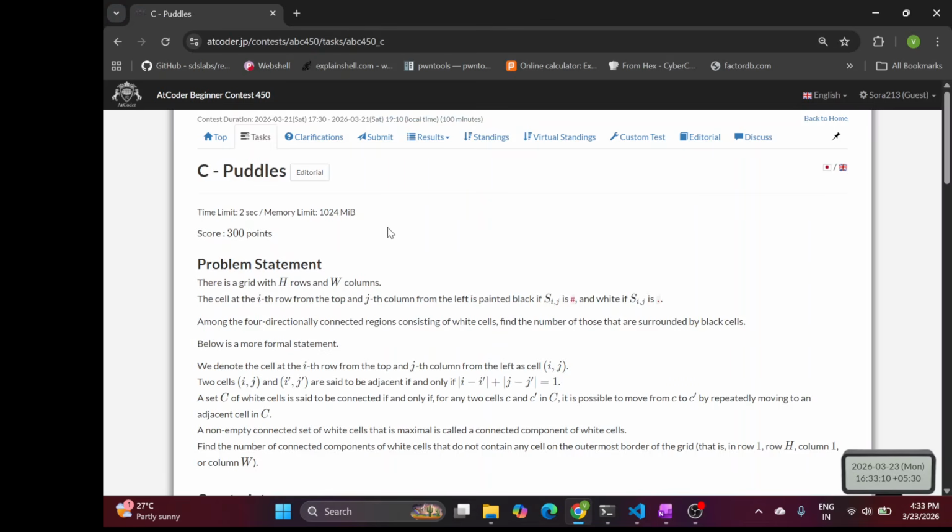The third question is puddles. There is a grid of H rows and W columns. The cell at the ith row from the top and the jth column from the left is painted black if Sij is hash and white if it is a dot. Among the four-directionally connected regions consisting of white cells, find the number of those that are surrounded by black cells.